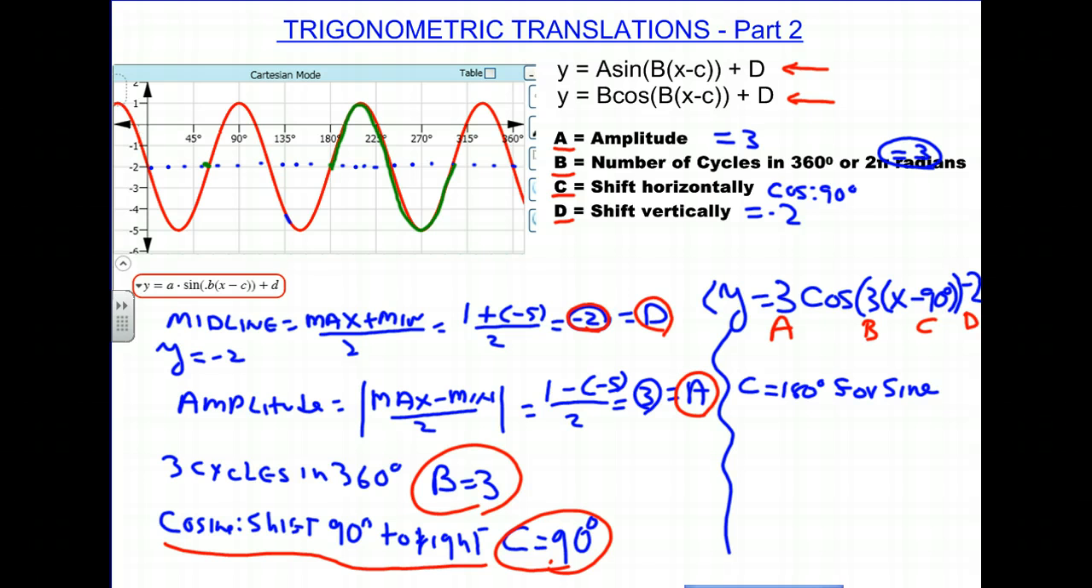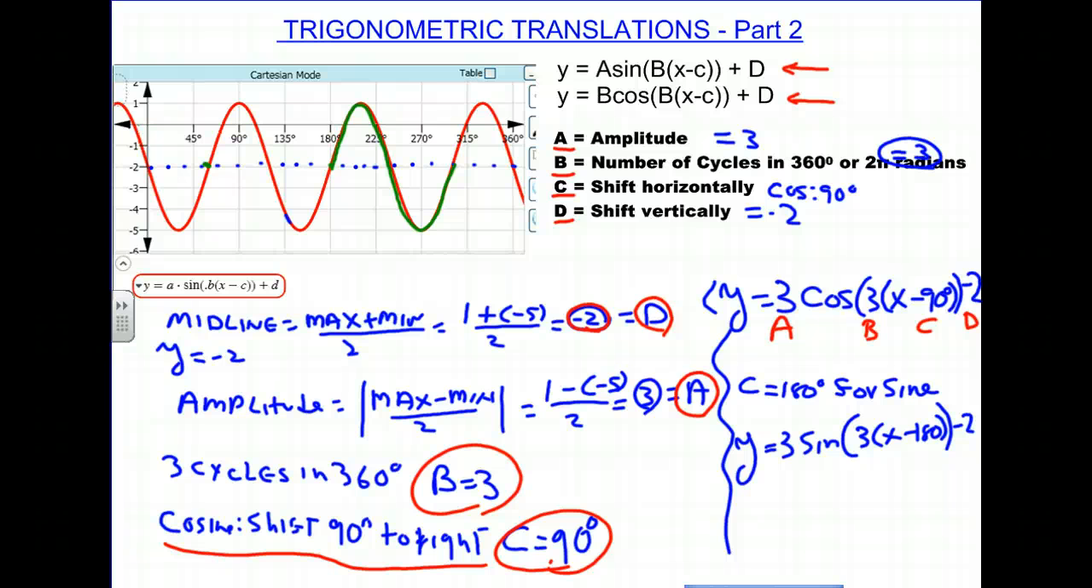And therefore, our equation would be almost identical, but it would look like this. Y equals a, which is 3, the sine of b, which is 3, times x minus 180, because our c is 180 if it's a sine curve, minus 2. And that gives us our two equations for this graph. One is a cosine curve, one is a sine curve.